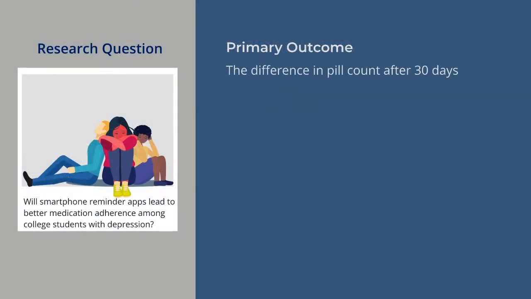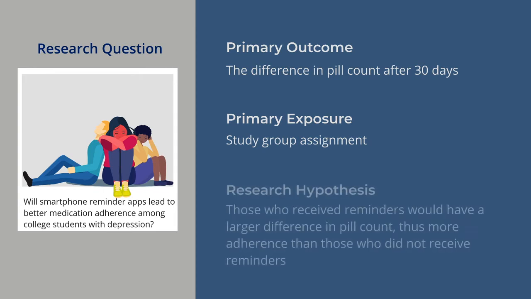The primary outcome of the study was the difference in pill count after 30 days, and the primary exposure was study group, receiving the reminders or not. The research hypothesis was that those who received the reminders would have a larger difference in pill count and thus be more adherent than those who did not receive the reminders.